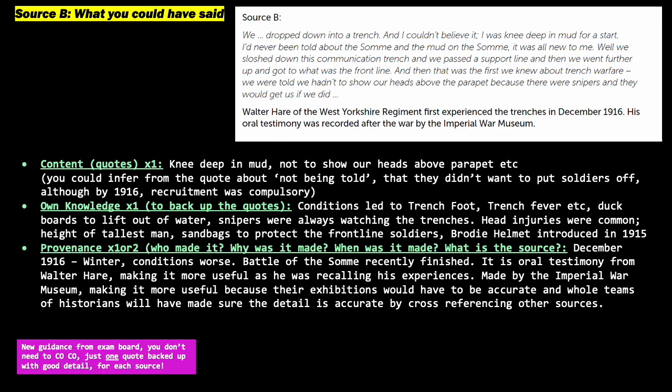And then the simplest provenance in this case, it isn't always the case, remember, but when it's a museum, it definitely is easy marks. A museum is going to be more useful because their exhibitions that they put on for the public have to be accurate. And generally speaking, for a museum's exhibition, they will have had teams of historians who've ploughed over all the data, all the detail, all the quotes, all the diaries, any source that they've used, to make sure that it's accurate and cross-reference other sources. So you can be absolutely sure that what this source is saying is true. So hopefully that makes a bit of sense.